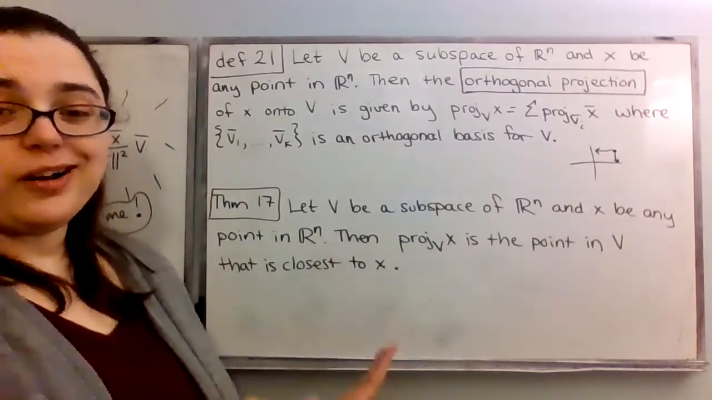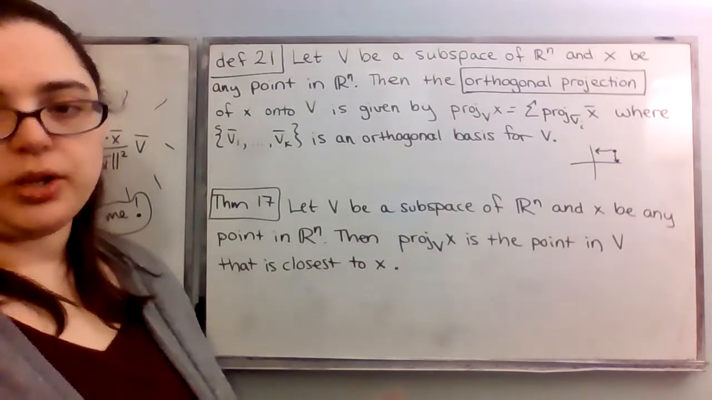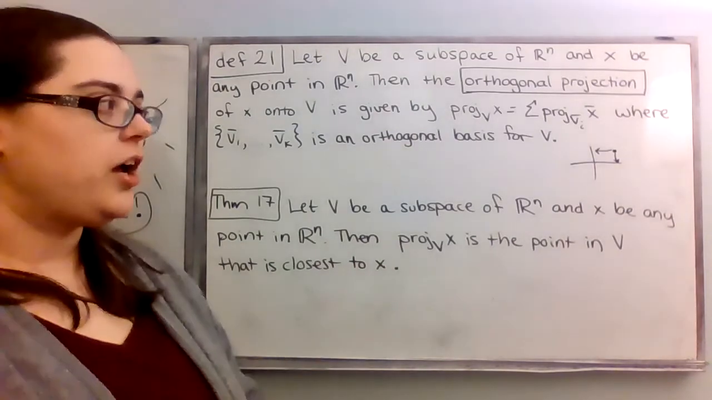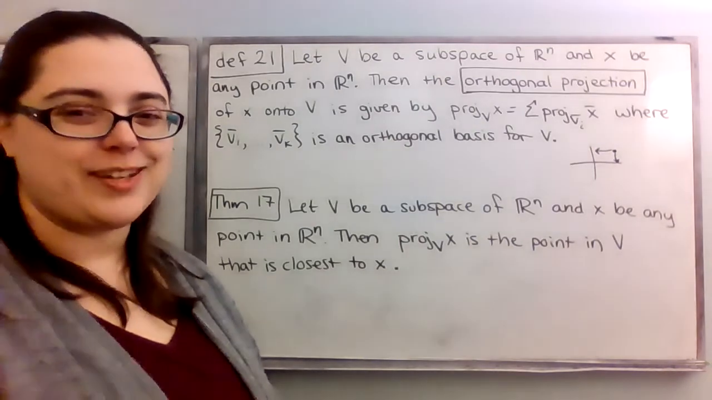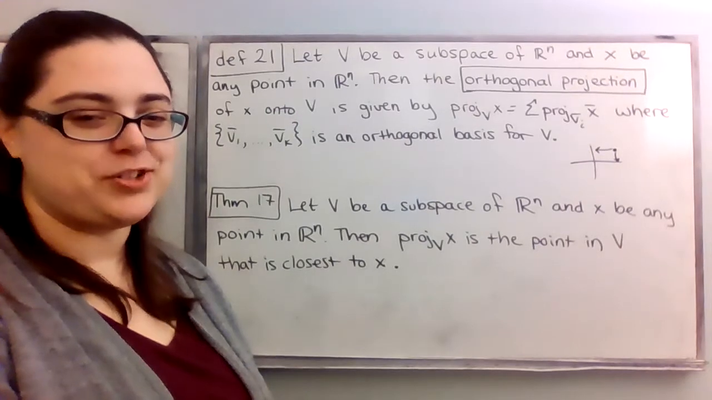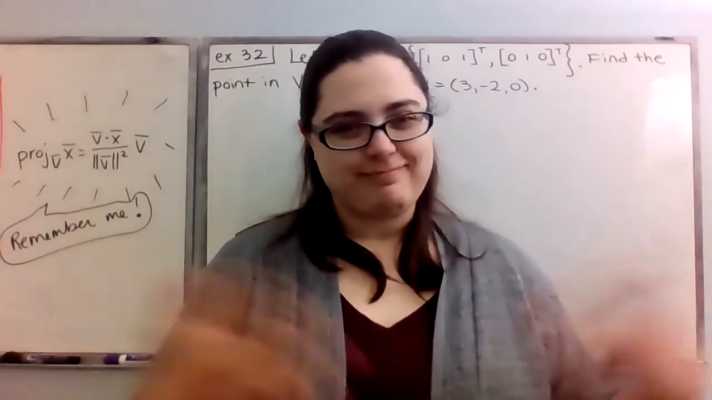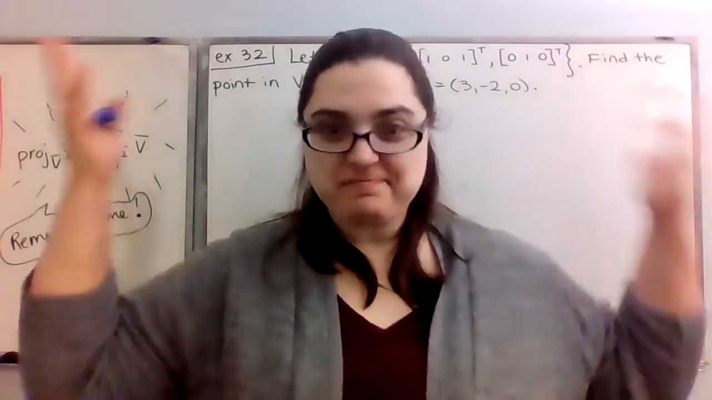So if you want to pause and copy this down, now would be a good time to do that, because we're going to work through an example of finding an orthogonal projection of a point. So I'm going to erase the board now. So you might want to pause if you haven't yet to copy this down. All right, I hope you copied it down because it's gone now.